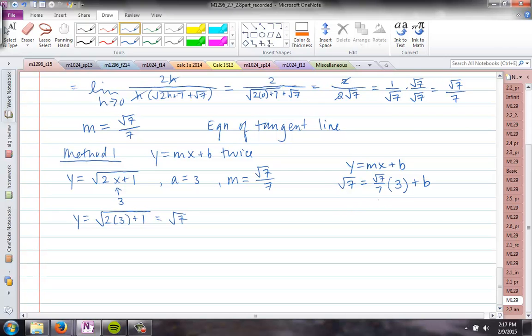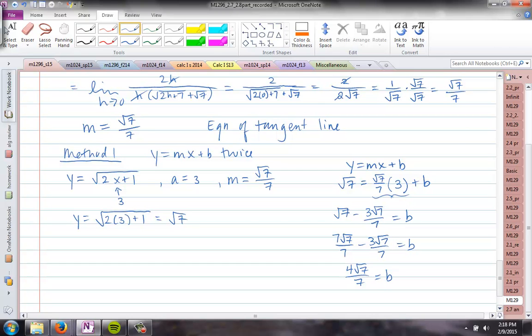So I'm going to subtract this term from both sides, and we have the square root of 7 minus 3 times the square root of 7 over 7, which is a little bit of a pain to do by hand, but we can do it. Getting common denominator, multiply by 7 over 7, and 7 minus 3, we get 4, so it's 4 square root of 7 over 7.